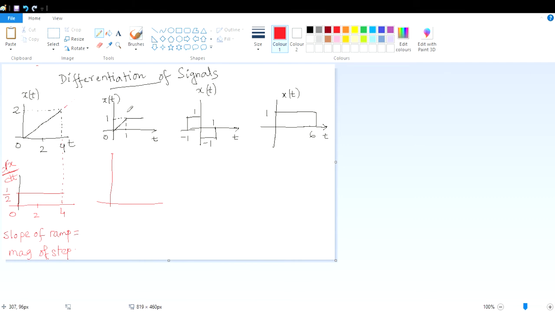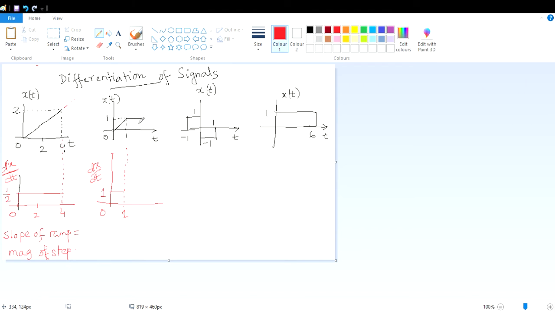Now this is the signal. What is going to happen here? As per our concept, we know that this signal is a ramp. If it is a ramp, the magnitude is 1. So this magnitude was over time duration 1. If you want to use this formula, the slope is also 1. So the height of the step will also be 1, and it will be for one time duration. So we are doing dx/dt.